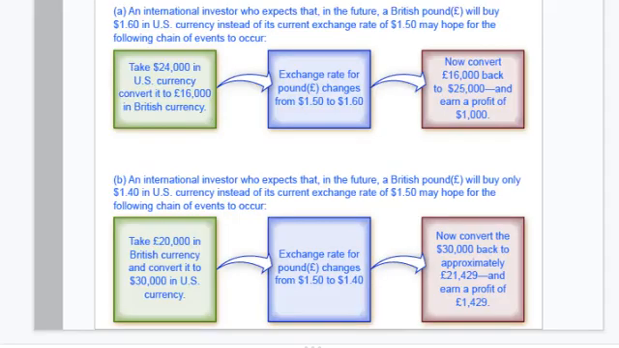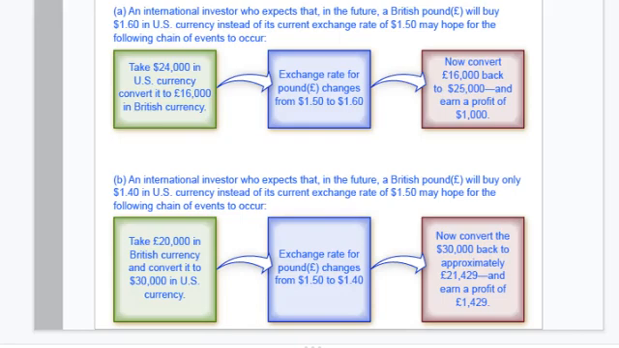Here's a chart that shows how an international investor who expects that in the future a British pound will buy $1.60 in U.S. currency instead of its current exchange rate of $1.50 may hope for the following chain of events to occur. Takes $24,000 in U.S. currency, converts it to 16,000 pounds in British currency. The exchange rate for pounds changes from $1.50 to $1.60. Now converts the 16,000 pounds back to $25,600 and earns a profit of $1,600.